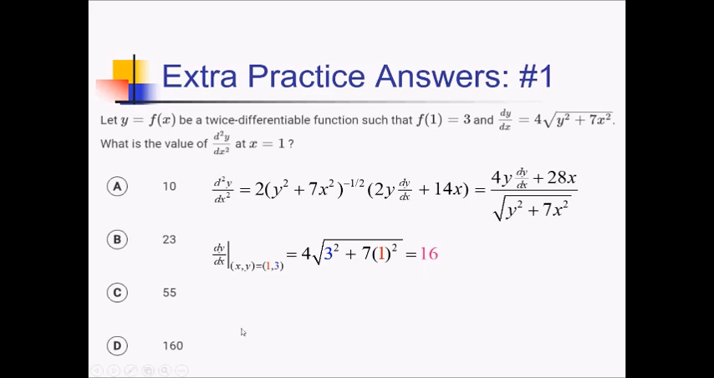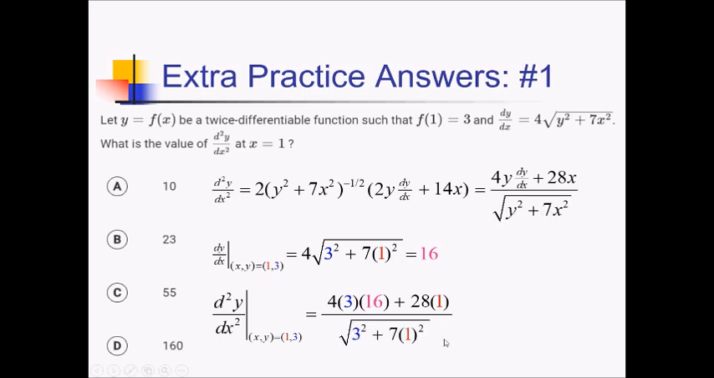So we are now evaluating the second derivative at 1, 3. And although we never spell it out, we have a dy over dx of 16 that we're also waiting to plug in. So we've got, in the numerator here, 4 times the y value 3. dy over dx we said was 16, so that goes there, plus 28 times my x value, which we said was 1. Downstairs we have the square root of, that's going to be 3 squared, plus 7 times 1 squared. And let's evaluate this a little bit further.